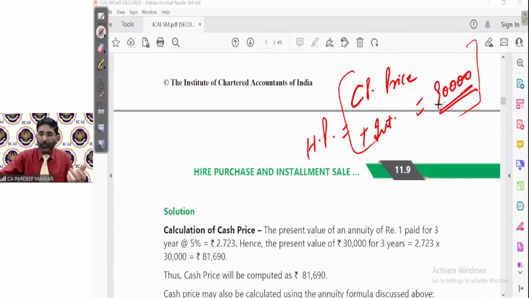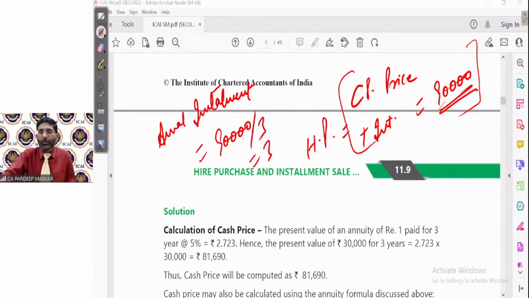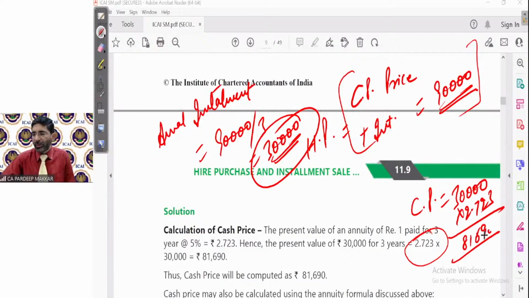So for that purpose, if you assume this is the way to calculate it, first of all you have to calculate the installment. What will be the annual installment? The annual installment is ₹90,000 divided by 3, because this is to be paid in 3 installments. 30,000 annually you have to pay. If you pay 30,000 annually, it will be multiplied with 2.723 to calculate the cash price. So CP is equal to 30,000 into 2.723, which is 81,690. It's your CP.